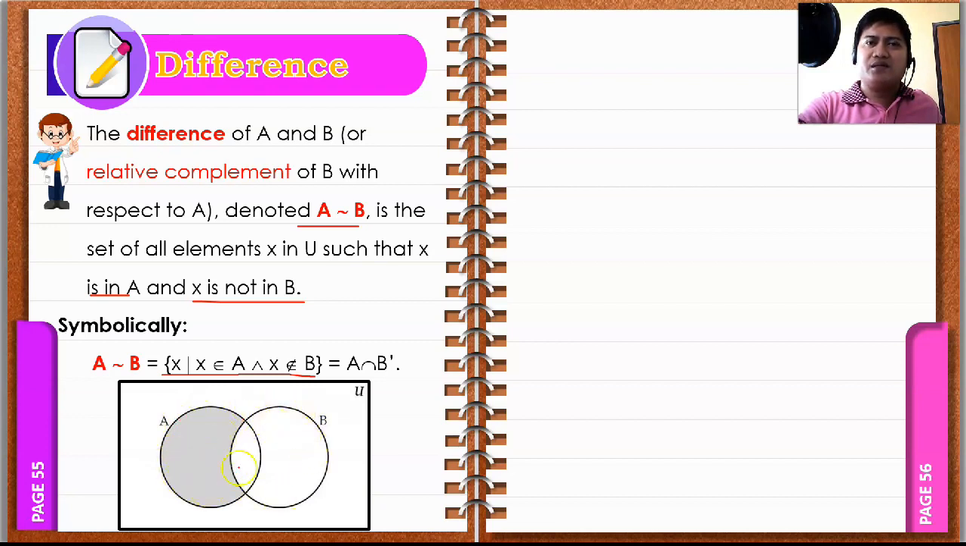So tanggal po yung B. So the difference of A and B is also equivalent to A intersection B complement. So later on, we will check this one in our example if we get the same answer with respect to the difference of A and B.